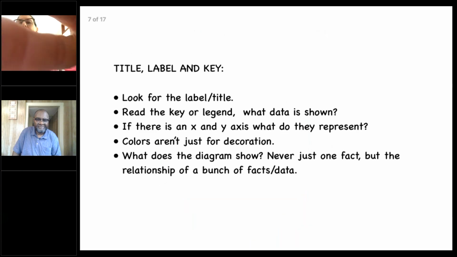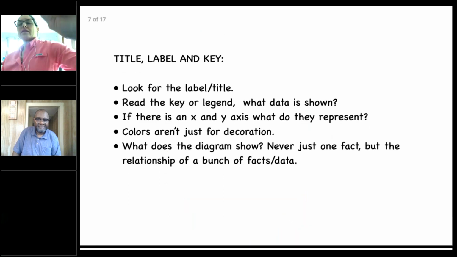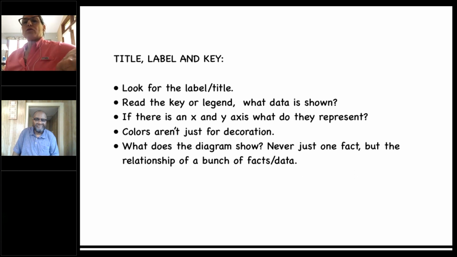Now, when you're looking at these diagrams, the most important thing is the label, the title. What are you showing? The water consumption or the cell. And then you read the key or the legend. So anything else that's on there, like if they say this color represents the desert, this color represents the forest. So that's the key or the legend.